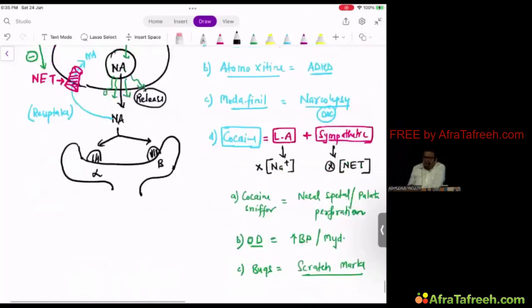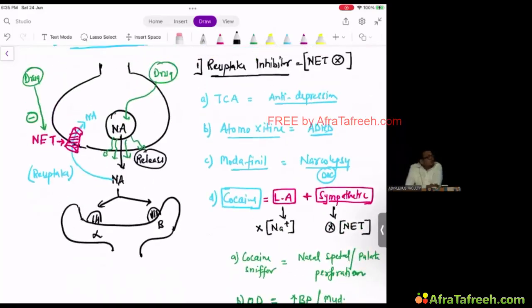So suppose in this vesicle 10 molecules of Na are there. Normally one is released at a time. Only one molecule is released. You give a drug, it comes to the vesicle and says, why only one? Release 5. So more Na will come into which place? The synapse, and more stimulation of the receptor.